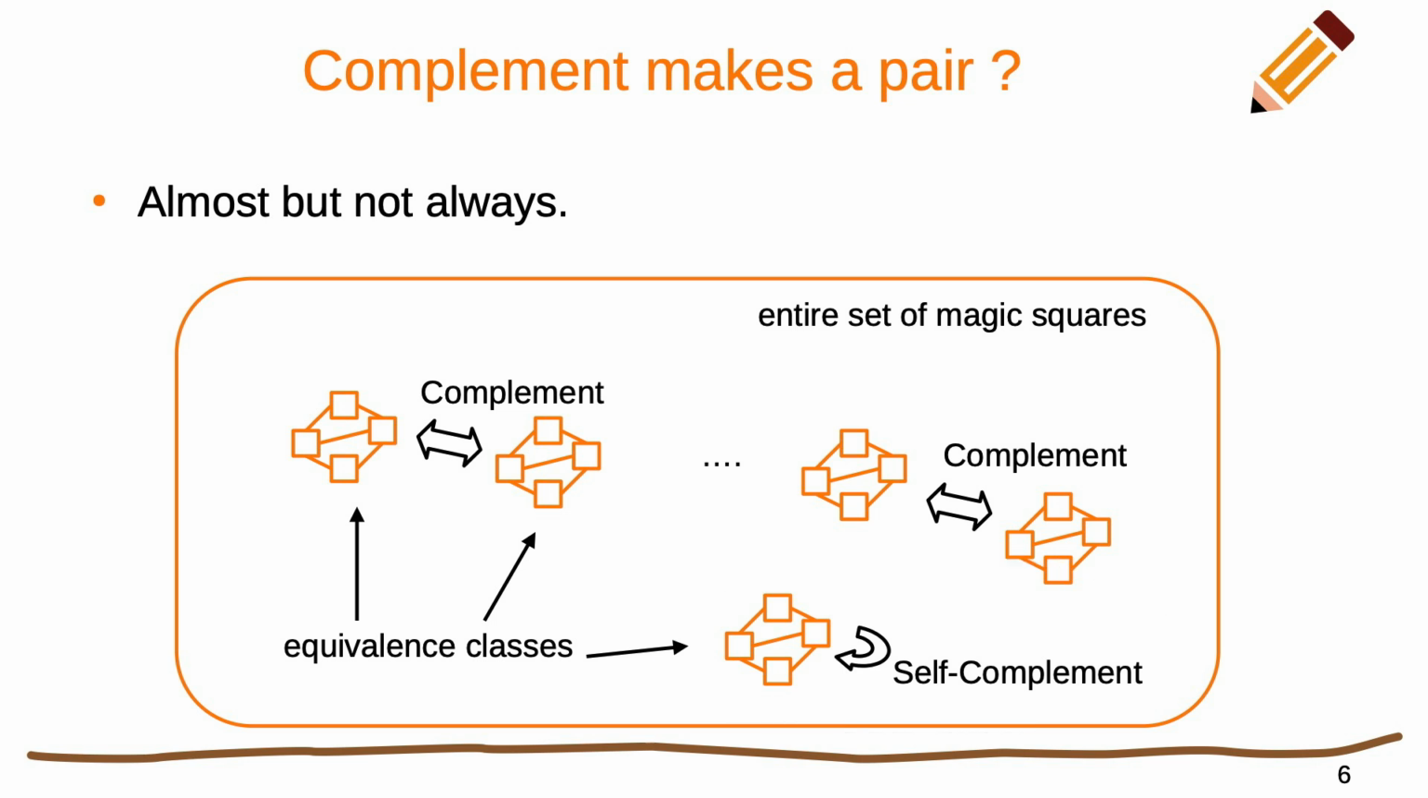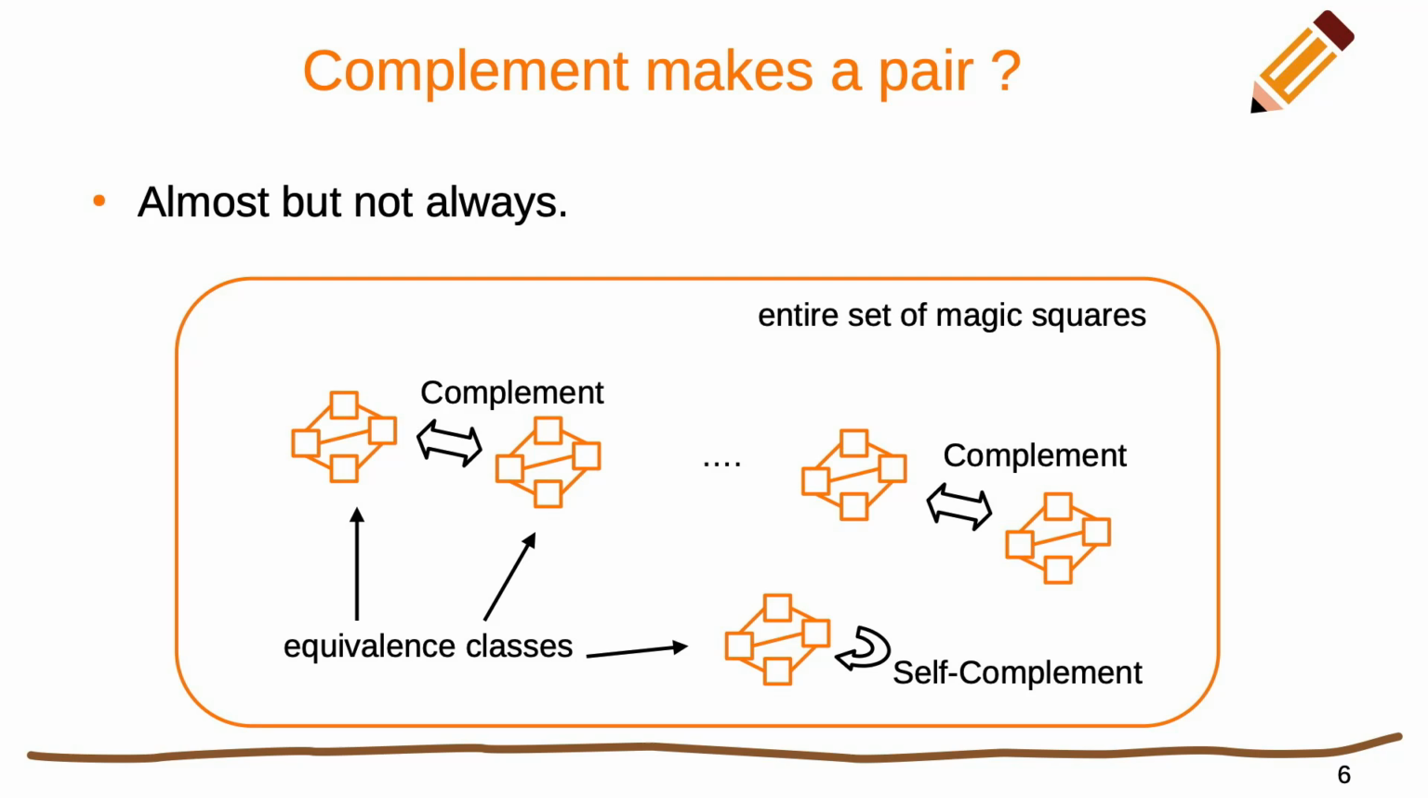To take advantage of complementary pairing in magic square enumeration, we must detect the self-complementary cases and also find a way to select exactly one instance from each complementary pair. However, implementing such an exact algorithm efficiently appears to be difficult.